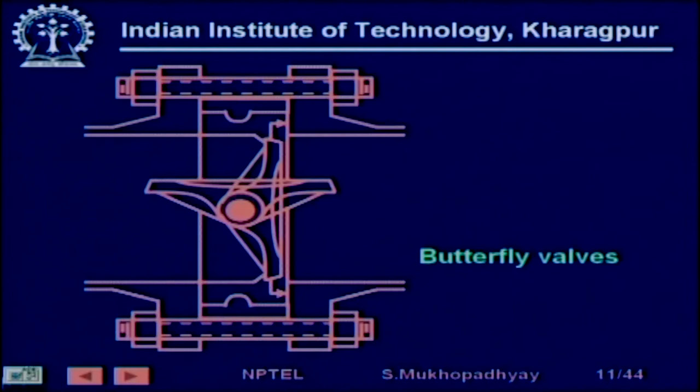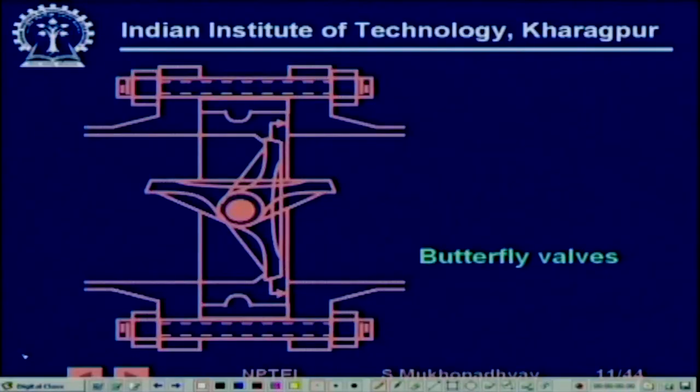The third kind of valve, actually there are various kinds of valves. We are going to only talk about some major ones, but there are at least 10-15 different types of valves which are used in various kinds of applications in the industry: diaphragm valve, pinch valve, sliding gate valve, etc. So this is another kind of valve which is called a butterfly valve.